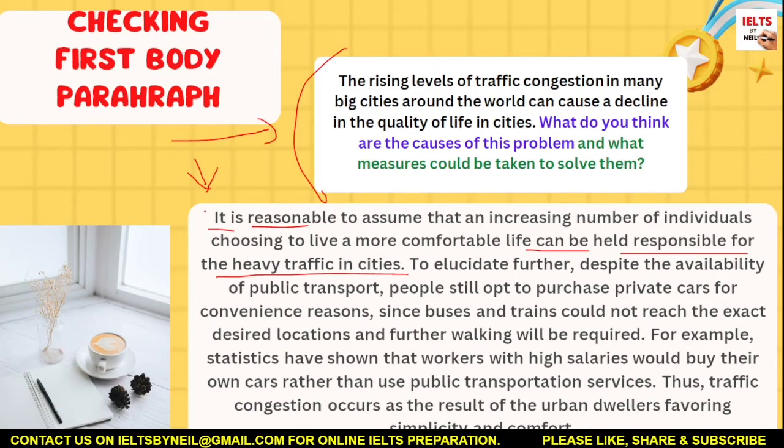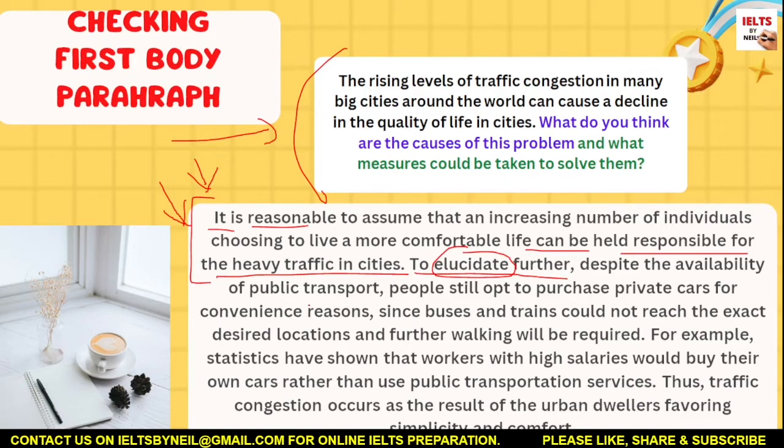Okay, so as explained in the introduction, that people are more used to the comfortable life, so the student is explaining the same reason, so it's really nice. And the student is staying with what he mentioned in the introduction. Okay, to elucidate further, okay, to explain further, again, it's a good range of vocabulary.